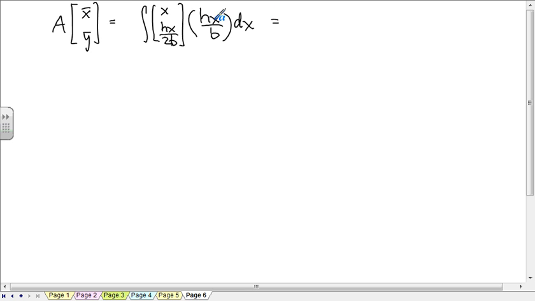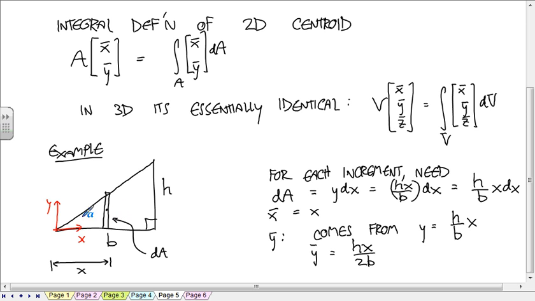And I'm going to multiply the hx over b through. This is just multiplying a vector times a scalar. So here we have hx squared over b, and here we have h squared x squared over 2b squared dx. What are the limits of this integration? Our x value is from here to here, so we're just going to integrate from 0 to b.